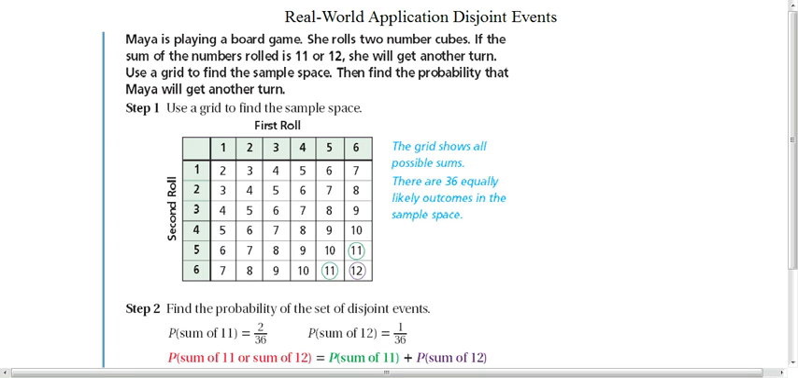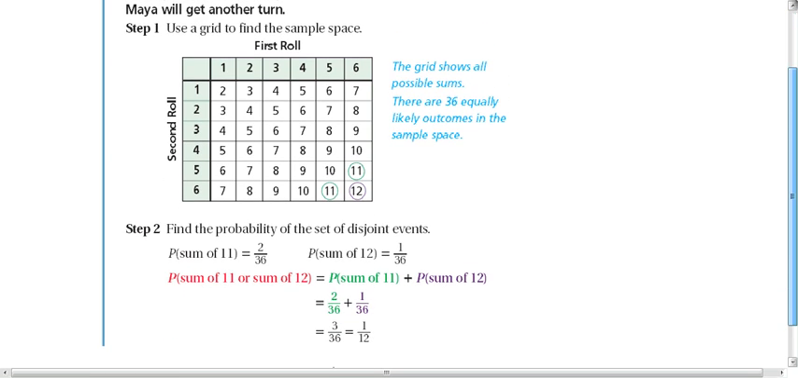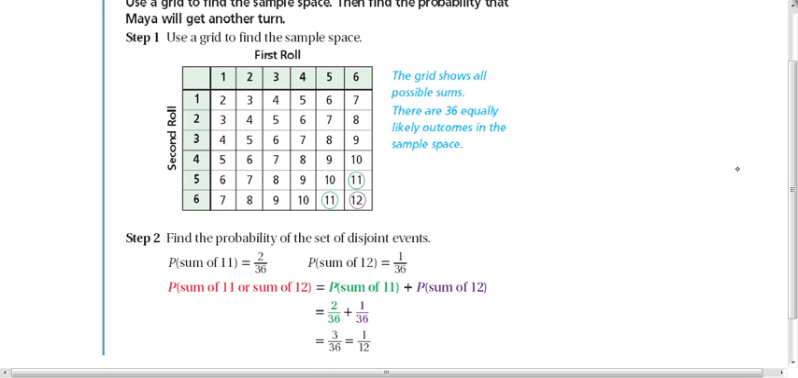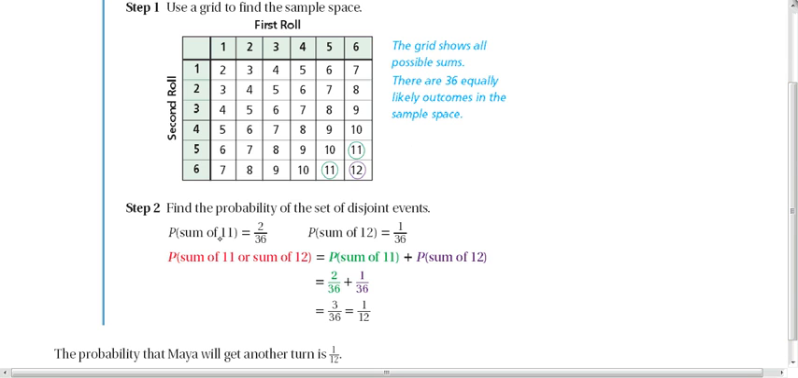So we have our sample space. Let's take a look at it, and we're looking for her rolling an 11 or a 12. I see 3 different outcomes. So my second step is finding the probability of rolling an 11. I can do so with a 5 on the first roll and a 6 on the second roll. I can also do so with a 6 on the first roll and a 5 on the second roll. So that gives me the probability of an 11 as 2 out of the total, 36.